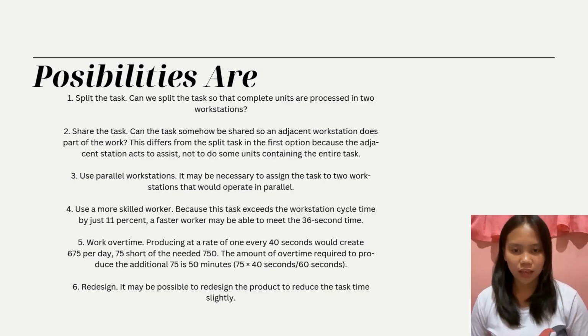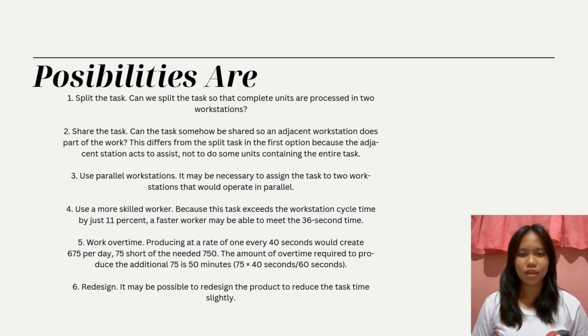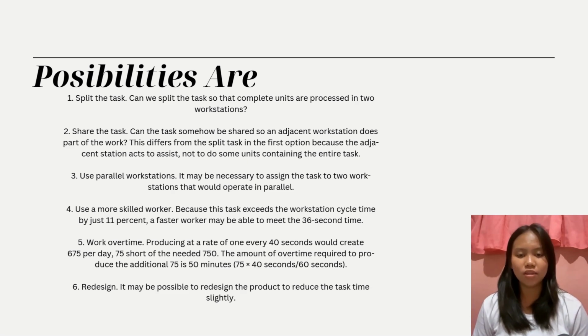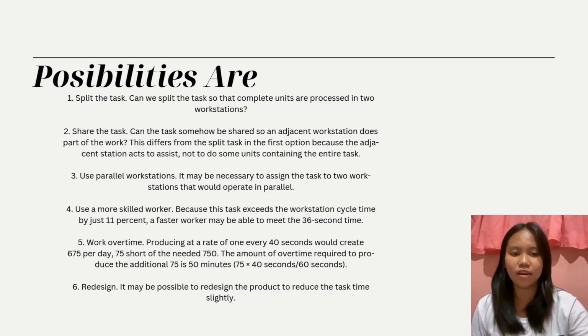Second, share the task. The task can be shared so that an adjacent workstation does part of the work. This is different from splitting because the other station only helps, not processing whole units. Third, use parallel workstations. Sometimes it is necessary to assign the task to two workstations that work at the same time. Fourth, use a more skilled worker, because this task exceeds the cycle time by just 11%. A faster worker may be able to complete it within the 36-second target.